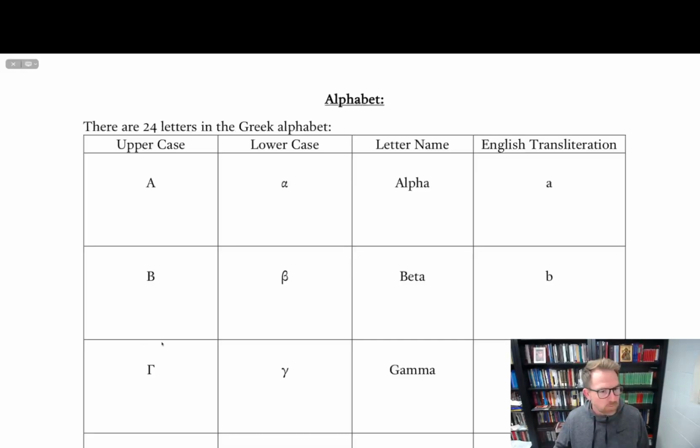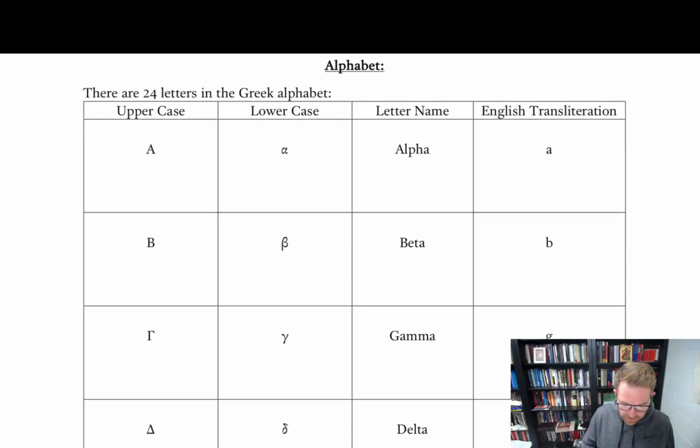Most of the time you're going to encounter these as lowercase letters, but when you read the Greek New Testament, all of the titles for the books are going to be in capital letters, so it's worth being aware of what the capital letters are. So for the Greek alphabet, the first is the famous alpha.